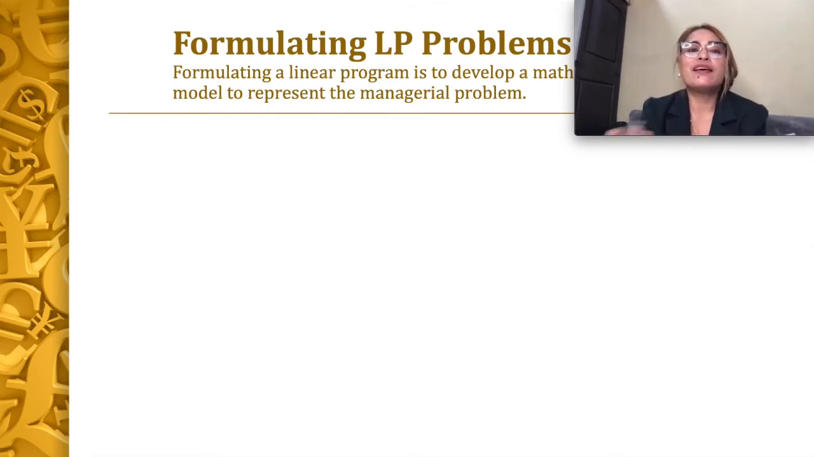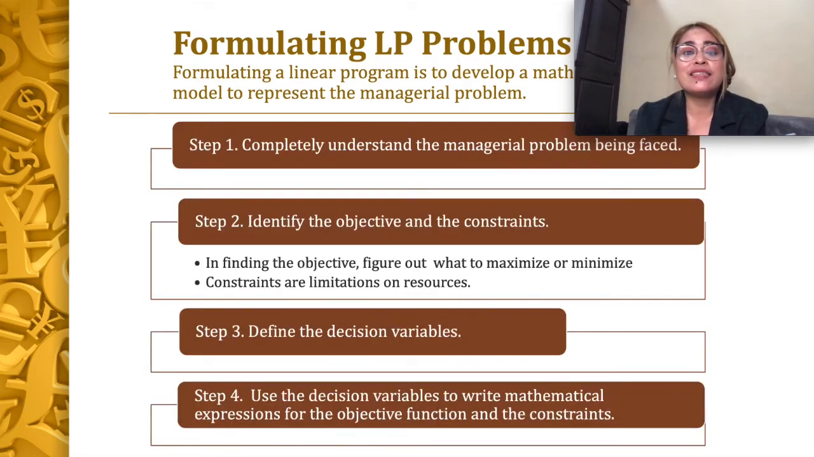Okay. Formulating a linear problem is to develop a mathematical model to represent the managerial problem. And it actually consists of different steps. First step is to completely understand the managerial problem being faced. Now, how would you do it? You need to read the problem, and if there's a need for you to read it again, do it, and then digest the problem, and then summarize the data. Now, if you have completely understood the managerial problem being faced, then you can proceed to identifying the objective and the constraints.